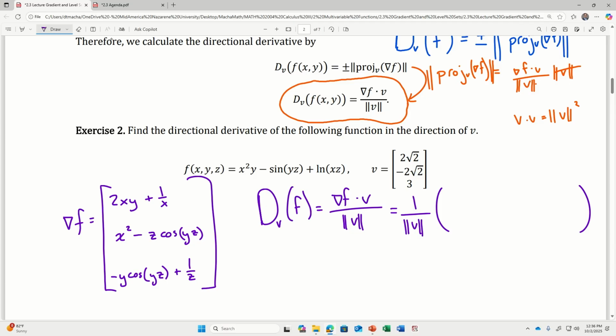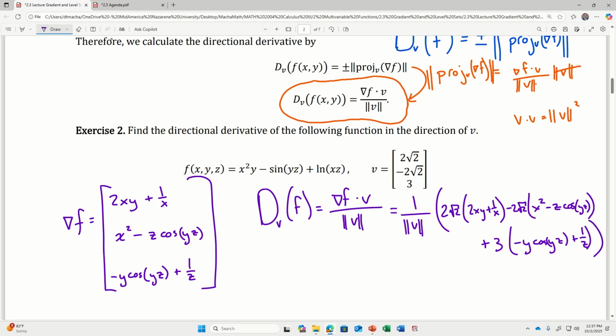The dot product would be the first term times the first term of v, so it would be 2 square root of 2 times 2xy plus 1 over x, minus 2 square root of 2 times x squared minus z cosine yz, running out of room here, plus 3 times negative y cosine yz plus 1 over z.